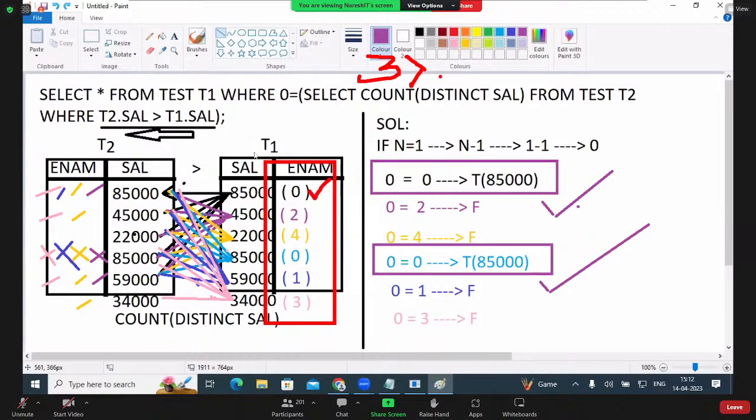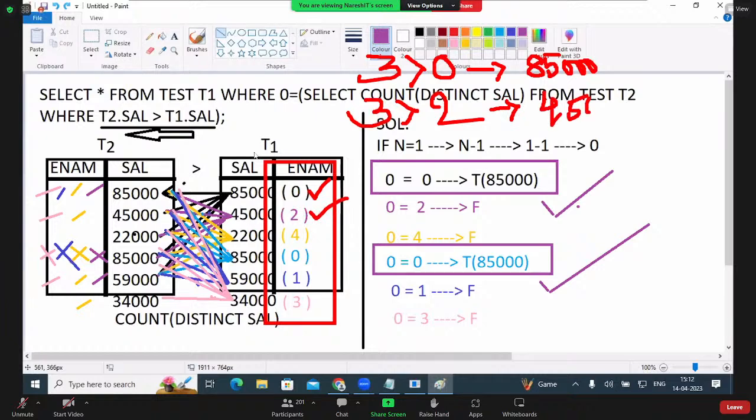First value is how much? 0. Now see, 3 is greater than 0. Condition true or false? True. Condition true means which value returns? 85,000. Next compare. 3 is greater than count 2. Condition true. At which value? 45. Next, 3 is greater than how much here? 4. Condition false.